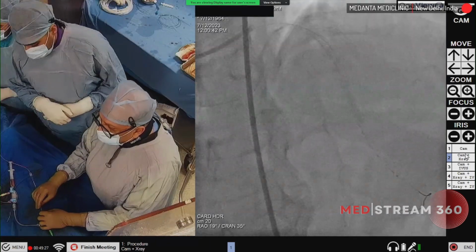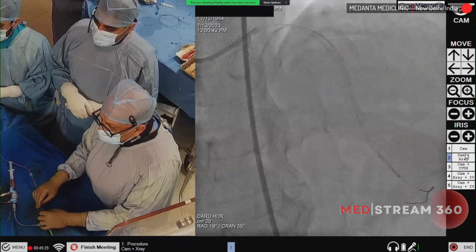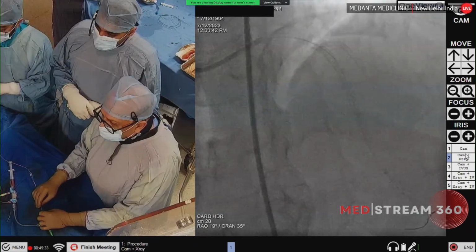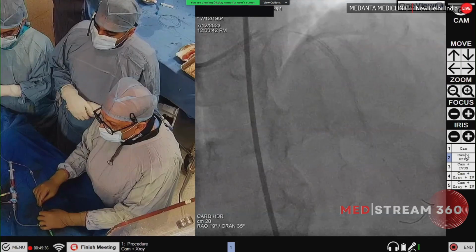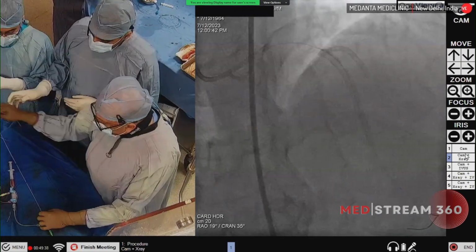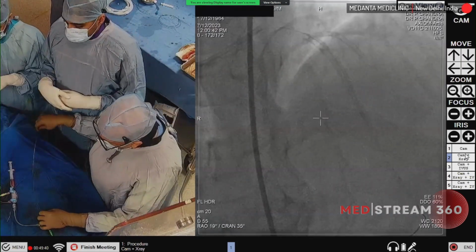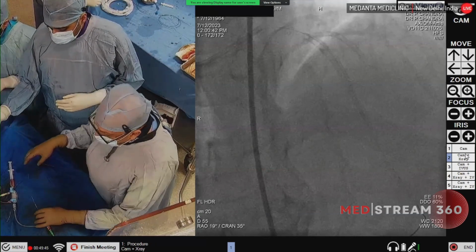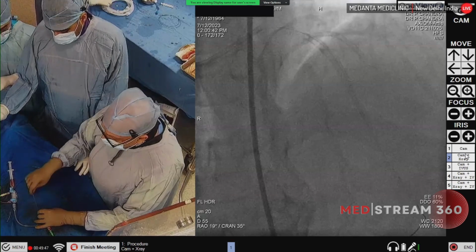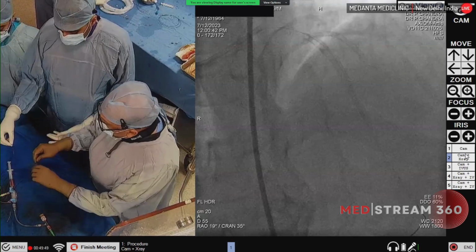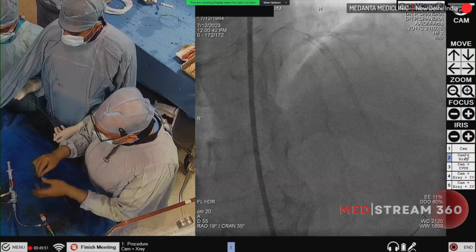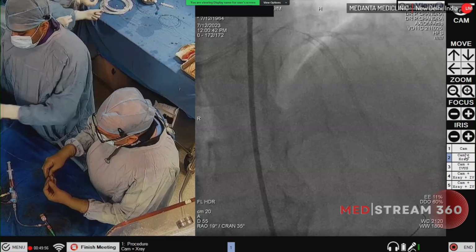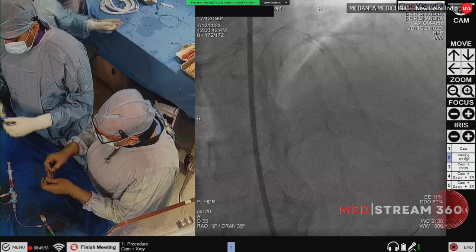1, 2, 3, 4, 5, 6, 7, 8. Deflate. So this is a 15? 10, 12. 12. Okay, give me the cutting balloon ready. This is Wolverine. So I'm taking a Wolverine now, which is the same 2 into 15. Okay, very good.